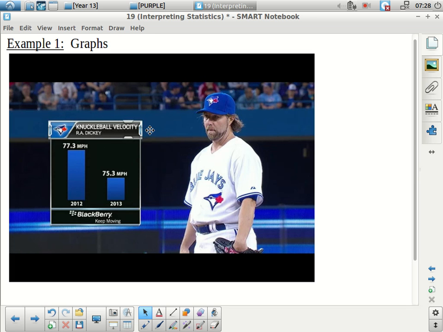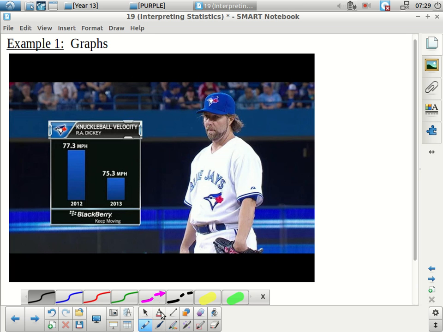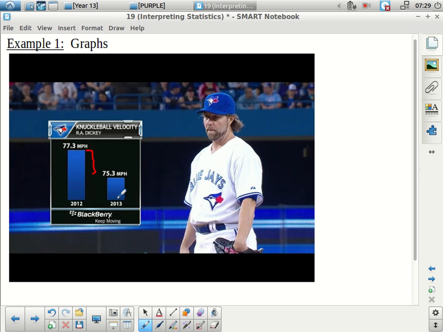We've got a nice little comparison of the speed of R.A. Dickey's knuckleball. In 2012, it was 77.3 miles per hour, and oh my goodness, it's down to 75.3 miles per hour in 2013. Hopefully you're looking at that and saying, hold on a sec. The way this bar graph is set up, it looks like this speed is double this one, because of how they set up the scale. I have this huge gap here. But in reality, 77 minus 75, that's a difference of only 2 miles per hour.